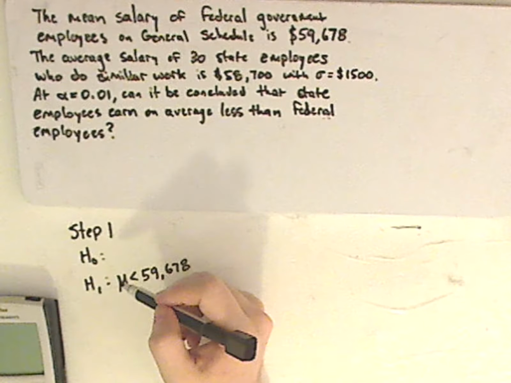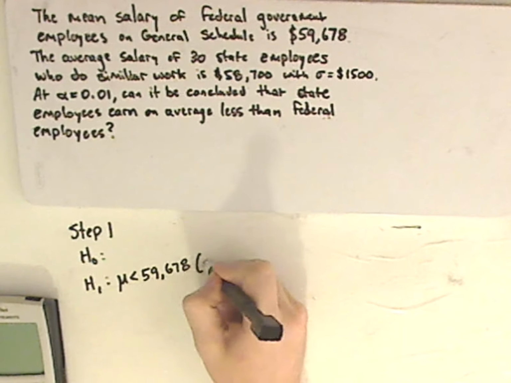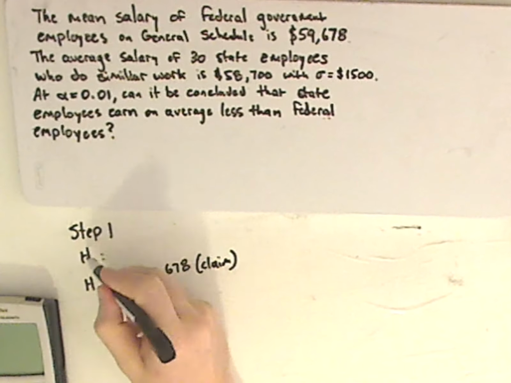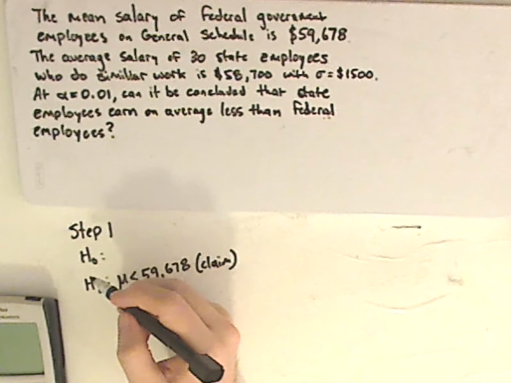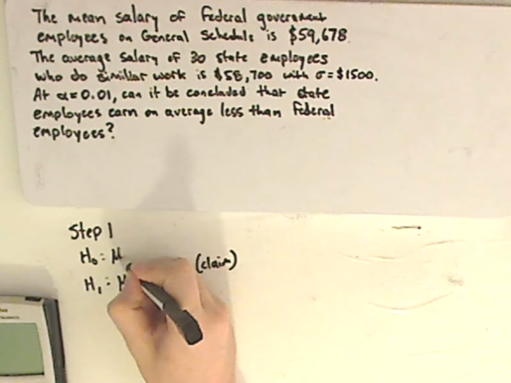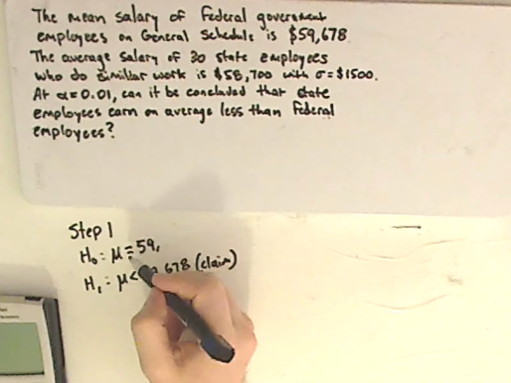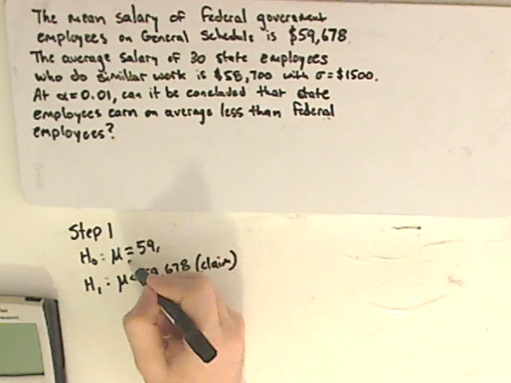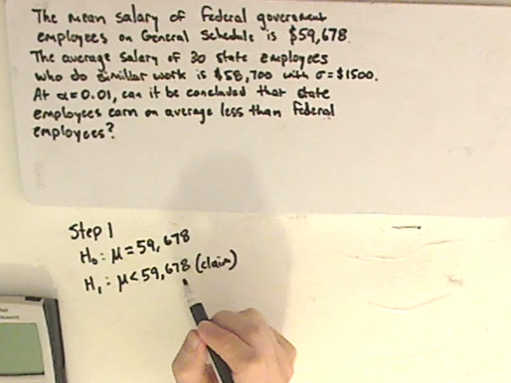Now, less than, greater than, or not equal to are always in your alternative hypothesis. That's the researcher's claim. In your null hypothesis, in the textbook that I use when I teach, it's always equal to. Now, in some textbooks, they might have the complete opposite of this, which would be greater than or equal to. Both ways are fine.